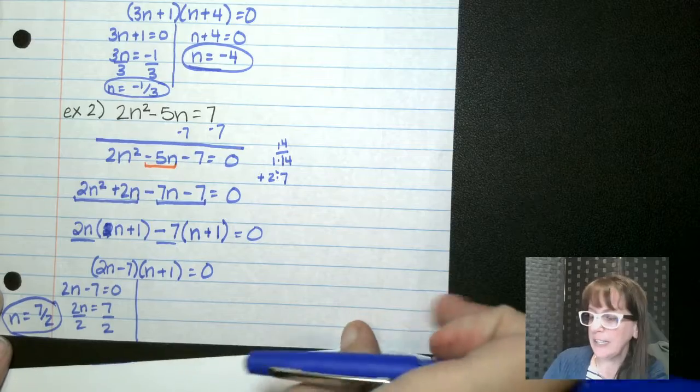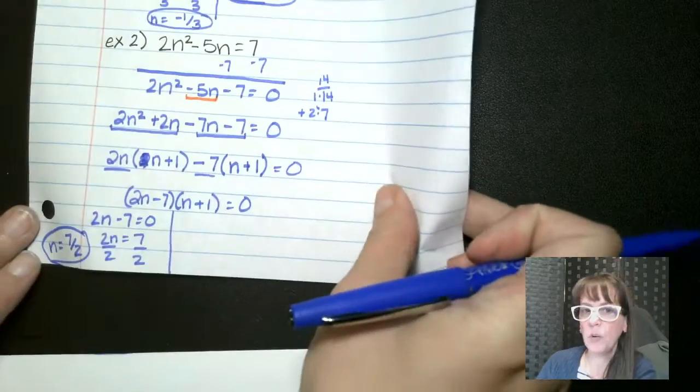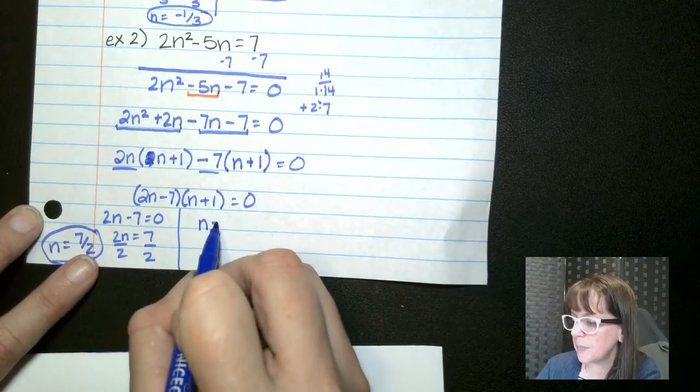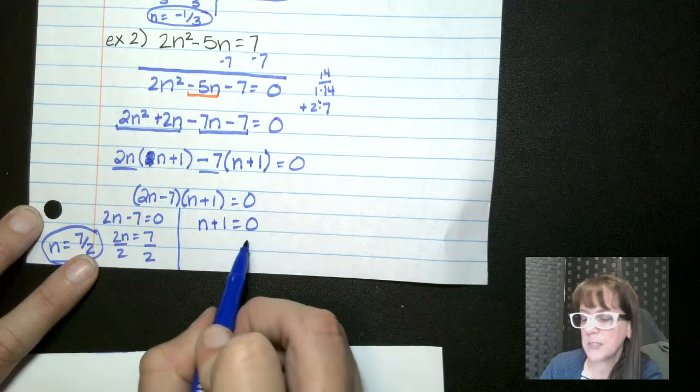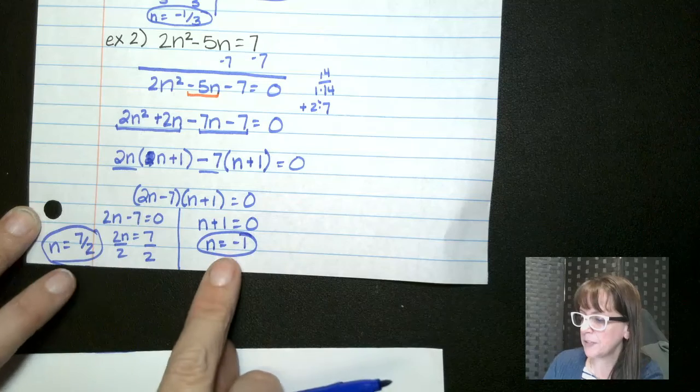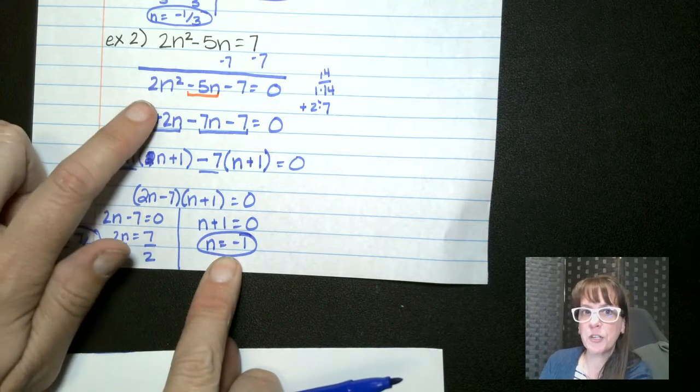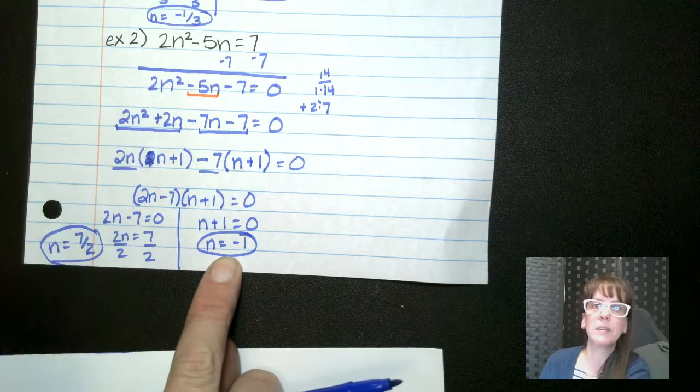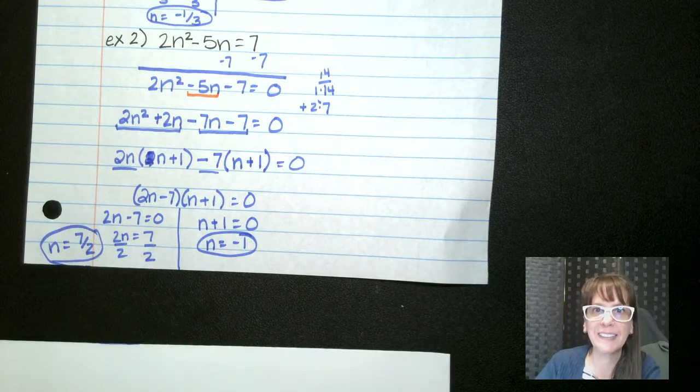Now over here, I have n plus 1 equals 0. If I minus 1 from both sides, I get n equals negative 1. So how many answers do I have? 2. And how many should I have from my cleaned up problem? 2. So I've done this correctly. Hopefully this helps.